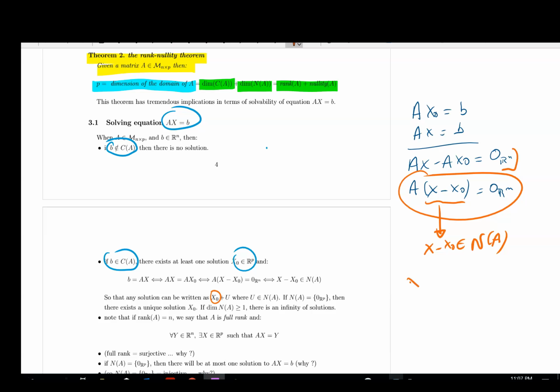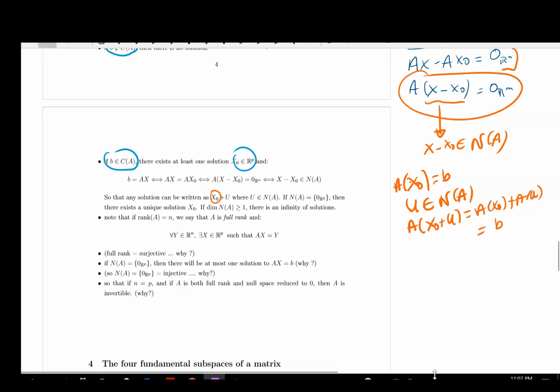If you've got some specific x0 such that Ax0 is equal to b, take any u that belongs to the null space. Then A of x0 plus u is A of x0 plus A of u, and that's just b plus 0, so b. So you've got an infinity of solutions, right? If b belongs to the column space and the null space is not reduced to 0, you've got an infinity of solutions to your equation Ax equal to b. This is summed up in: if the dimension of the null space is greater or equal to 1, then you've got an infinity of solutions.